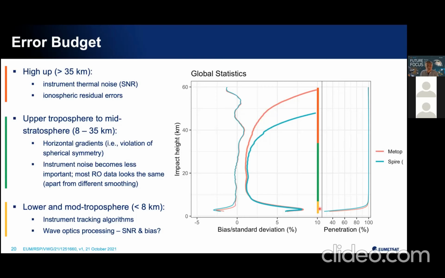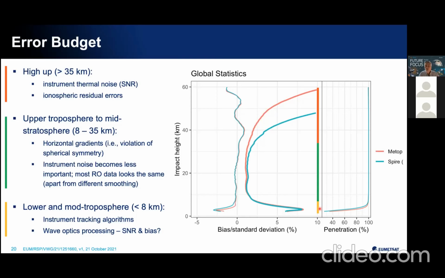but also the tracking algorithms that are implemented in the instruments. And I believe, but that is an open point for discussion, that the SNR plays a role here because we are cutting off data depending on the SNR and all of that. So that's an interesting topic for the science.